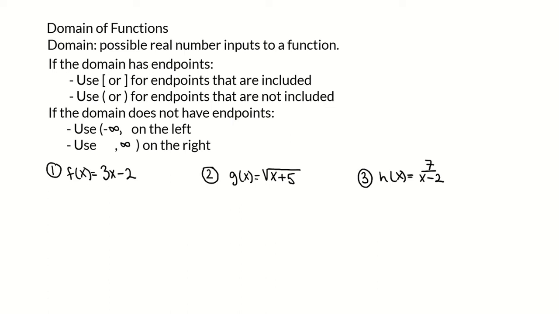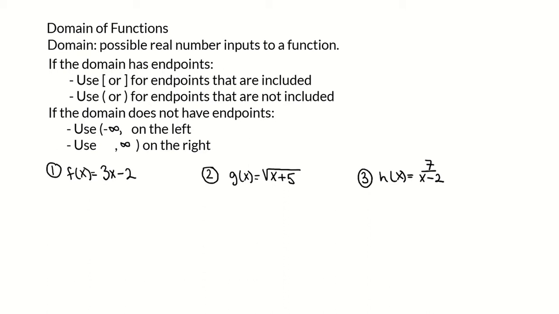The domain of a function is the set of all possible real number inputs to the function. And if the domain has clear endpoints, then we'll use square brackets if the endpoints are included and parentheses if the endpoints are not included. And if the domain does not have an endpoint on the left, we'll use negative infinity with a parentheses on the left. If the domain does not have an endpoint on the right, then we'll use positive infinity with a parentheses on the right. So let's do a few examples.